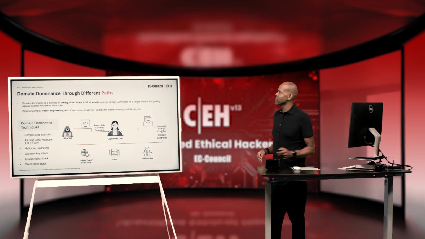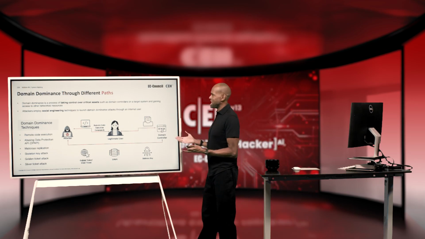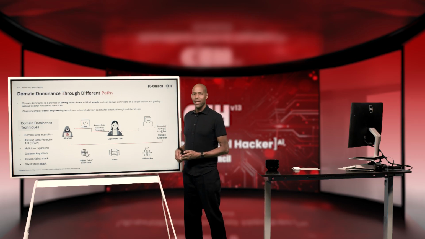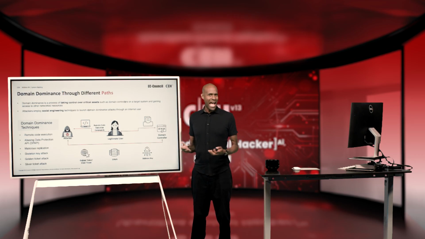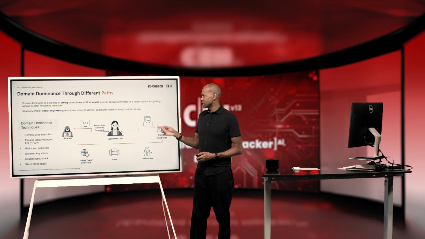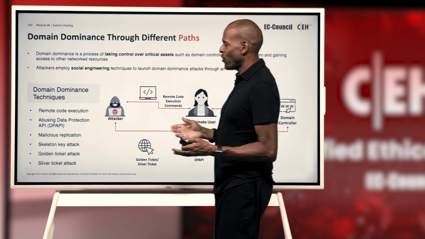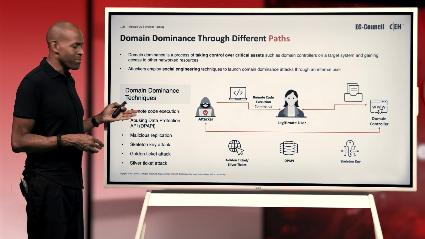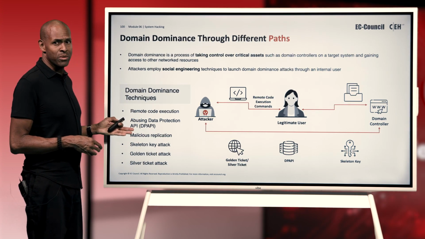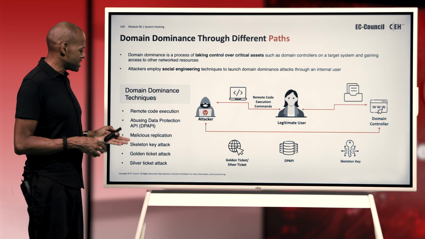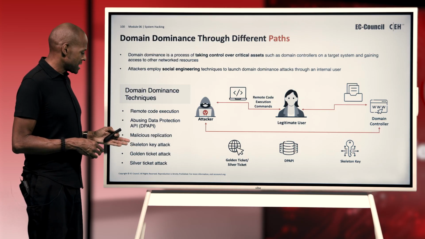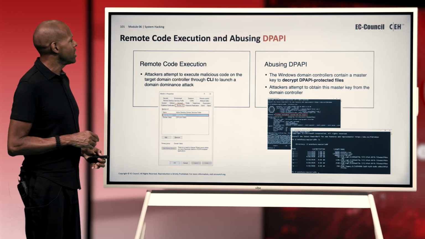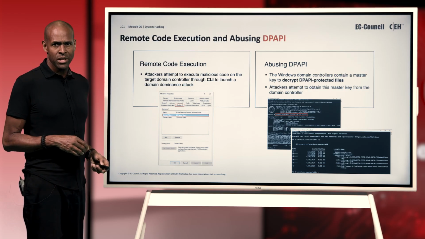Yet another one we can do is what's called domain dominance. What domain are we talking about? We're talking about a Microsoft domain, Active Directory domain. So let's look at some of the techniques for domain dominance. The first one is remote code execution. After that, we go to abusing DPAPI, and then we go to malicious replication, skeleton key, golden ticket, and silver ticket. Let's start with remote code execution and DPAPI.